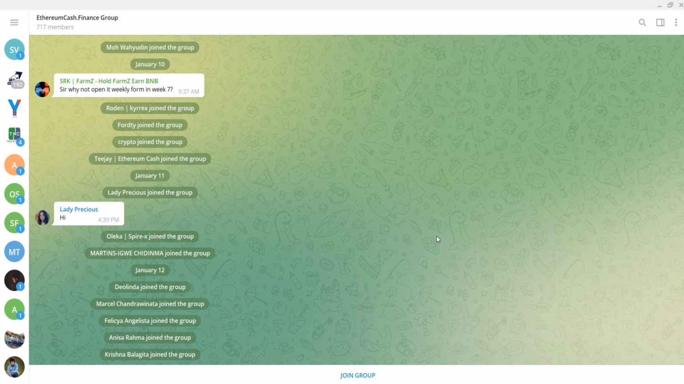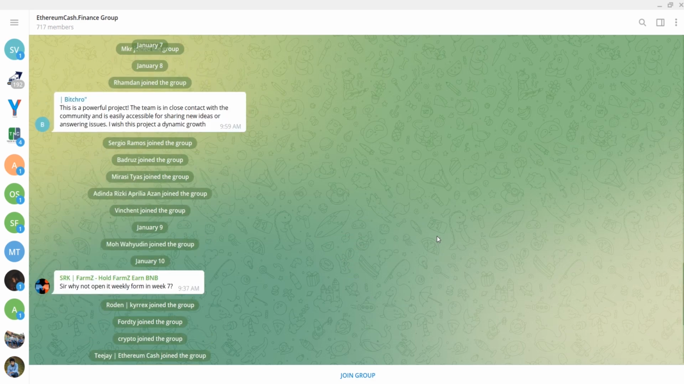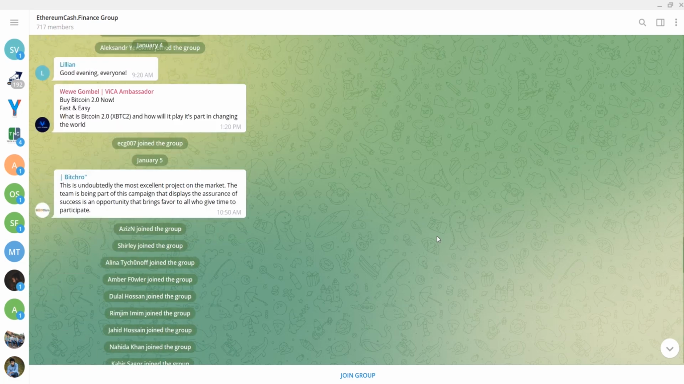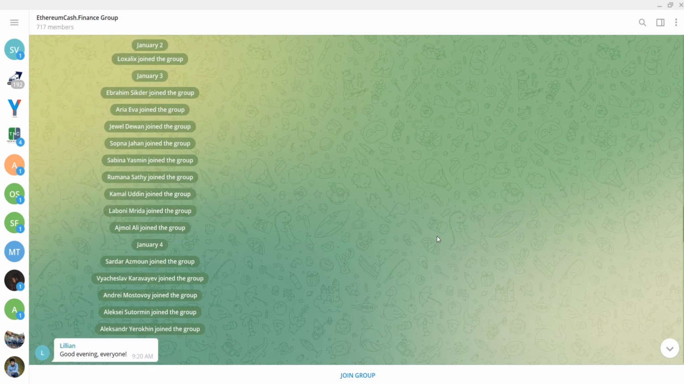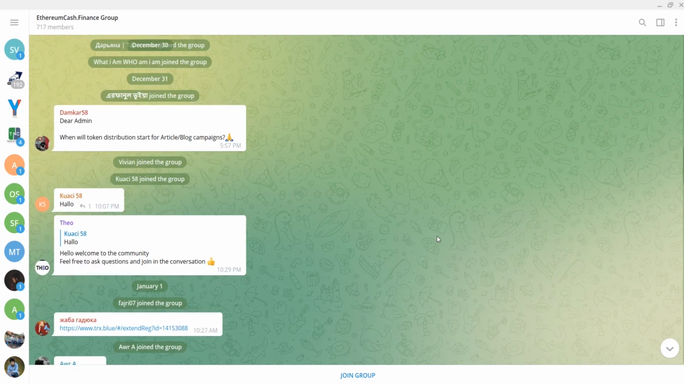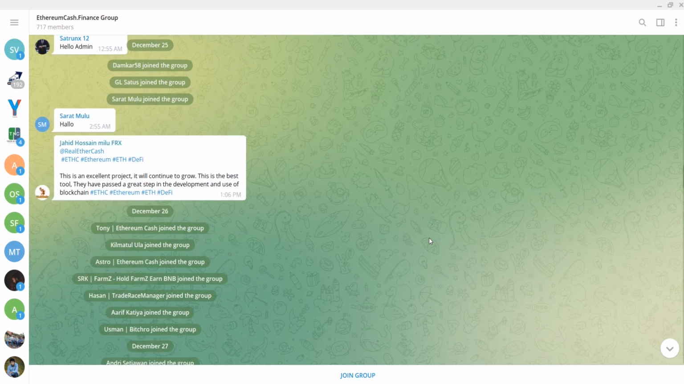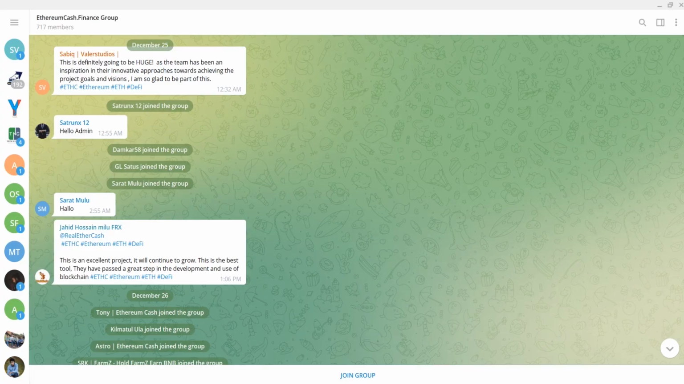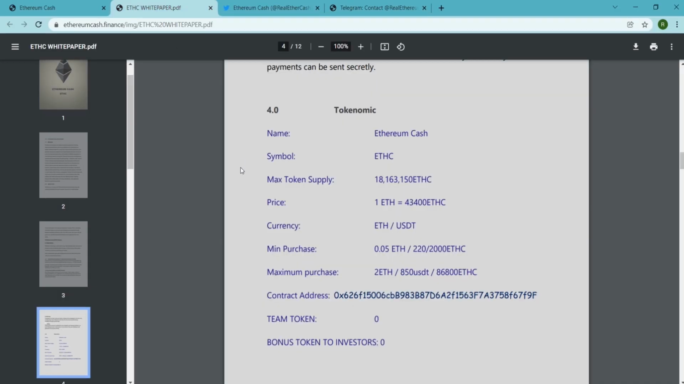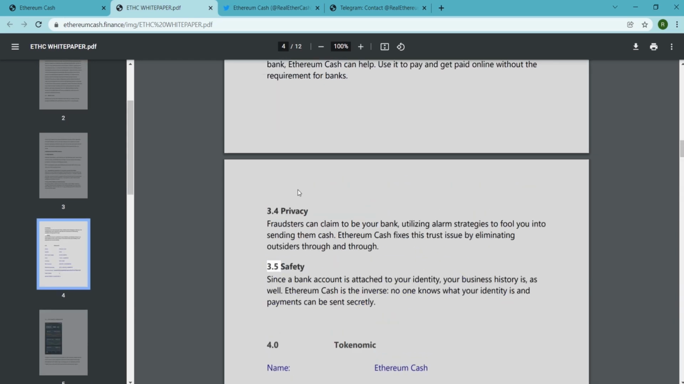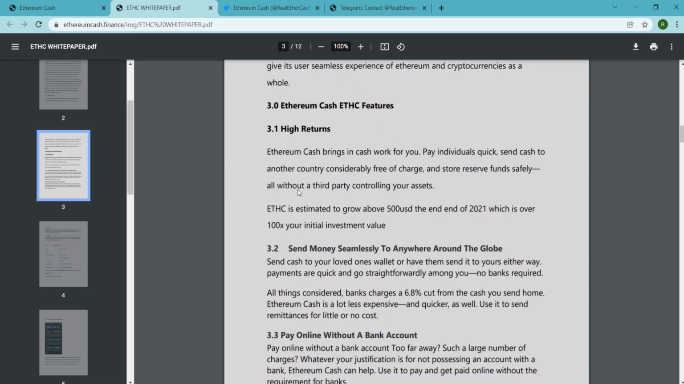You can also pay online without a bank account. Ethereum Cash can help you in this manner. You can use it to pay and get paid online without the requirement of banks. Another feature is privacy. Fraudsters can pose as your bank, utilizing alarm strategies to fool you into sending them cash. Ethereum Cash fixes this trust issue by eliminating outsiders altogether.